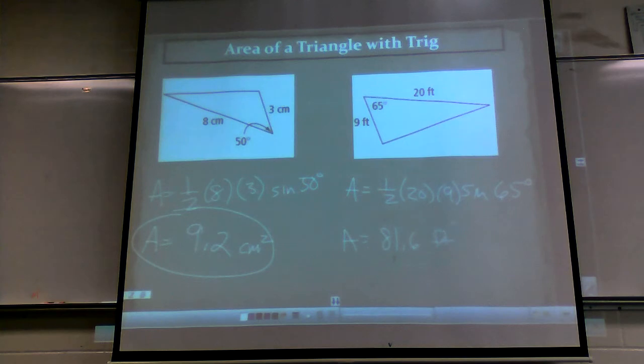81.6. And the whole trick to doing most of these area and perimeter problems is recognizing the situation and when to use it. Obviously, the situation here would be two sides and the included angle. If I was still doing equilateral triangles, guys, I would still do the equilateral triangle formula. If I've got a base and a height, I would still do 1/2 base times height. It just all depends on what's given to you.